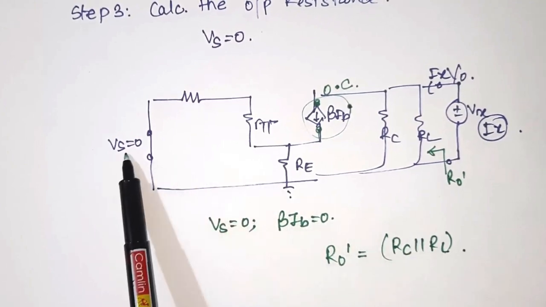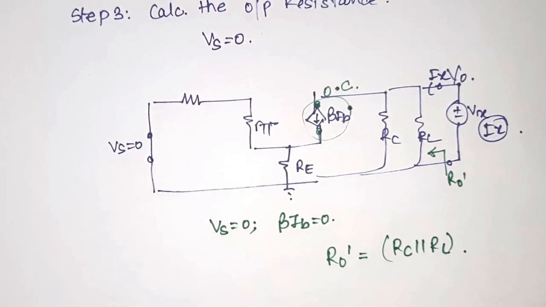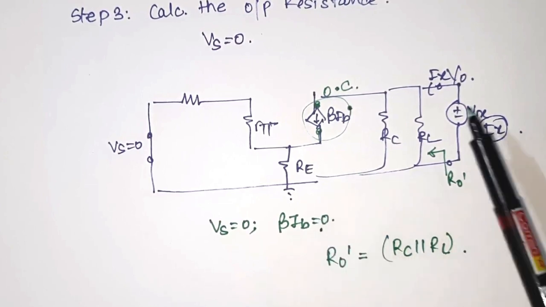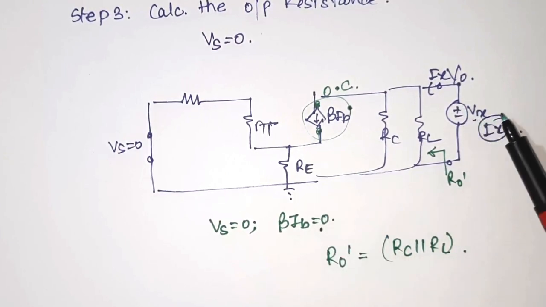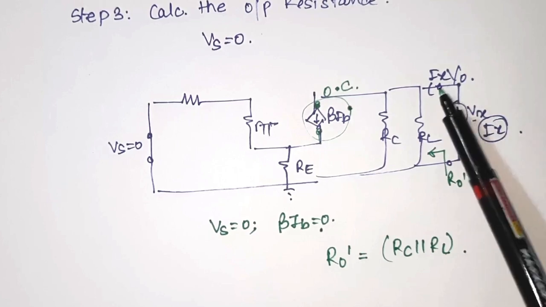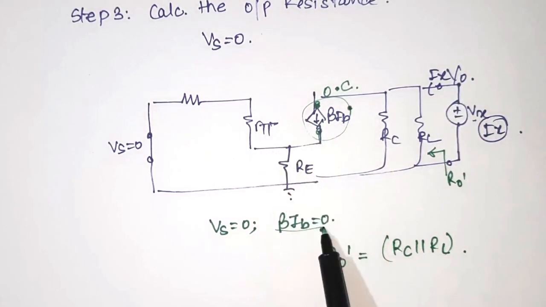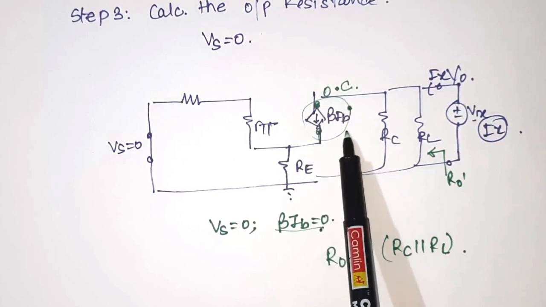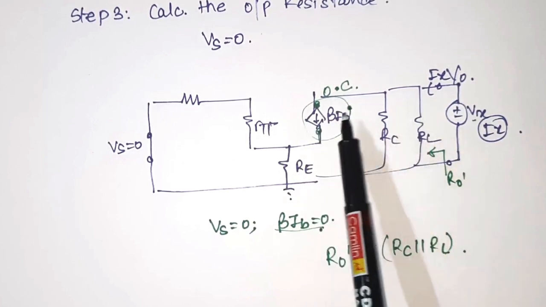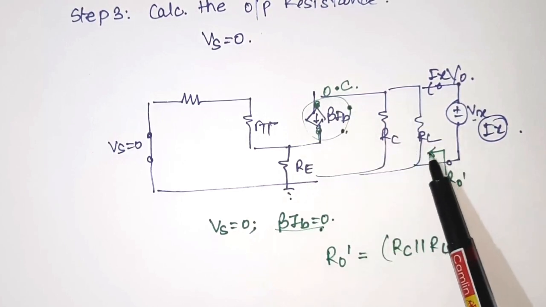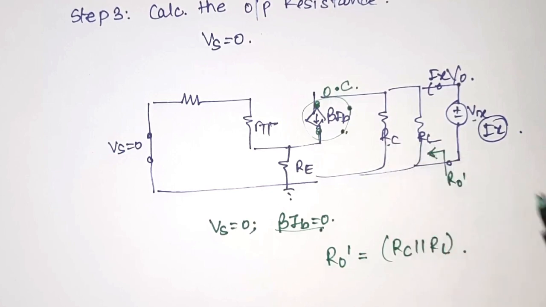Basically what we did here is, we have considered Vs is equal to 0, so Ib also became 0, and Ib being 0, beta Ib also became 0. We have also considered that at the output terminal there is a source named Vx, and the current flowing through it is Ix. So since beta Ib became 0, the dependent current source became an open circuit, and RO dash when seen from here will be RC parallel RL.